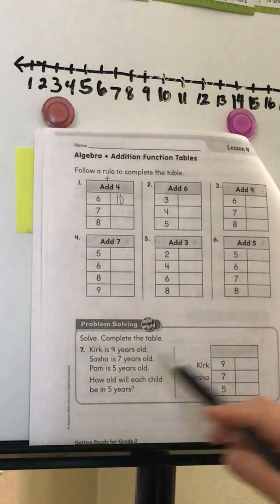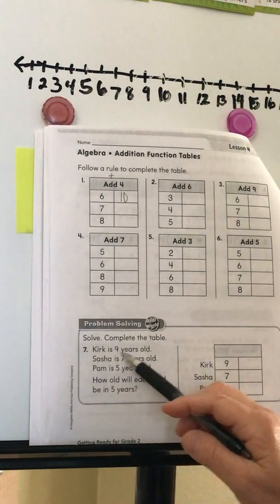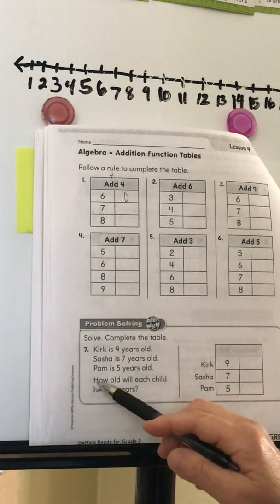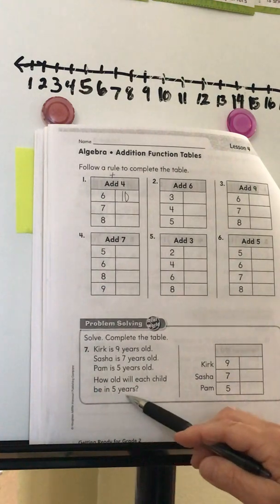Okay? Let's look at number 7. Kirk is 9 years old. Sasha is 7 years old. Pam is 5 years old. How old will each child be in 5 years?